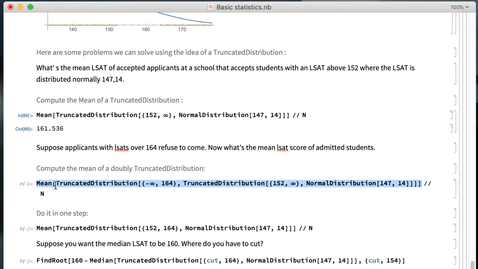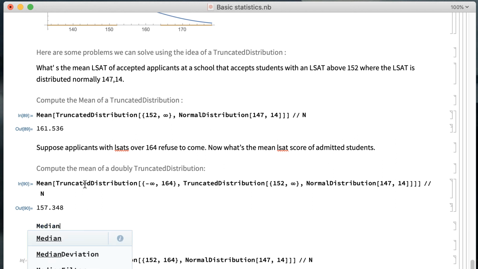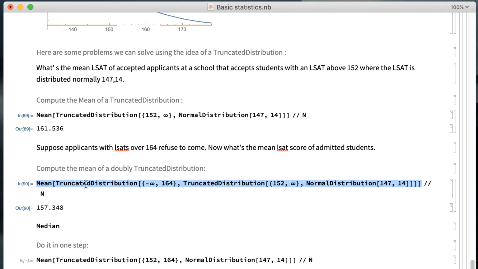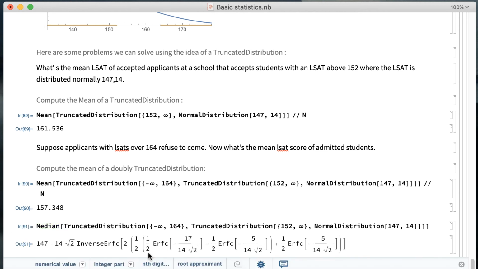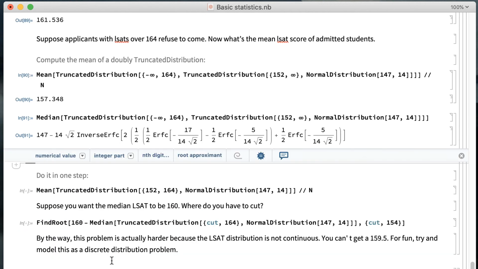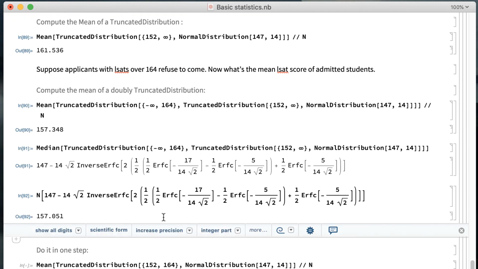Let's compute the mean of that, and I just want a number, so I'm going to do a postfix N on it. And after a moment, it's going to tell us that we've got a mean of 157. Just out of curiosity, because I can't help wondering, what's the median of this? Because that's in fact what US News would care about. So let's see here. All right, well, that's not very helpful. I'm going to use the suggestions bar, which is telling me, don't you think you want the numeric value? And it's 157.051, not that much different.